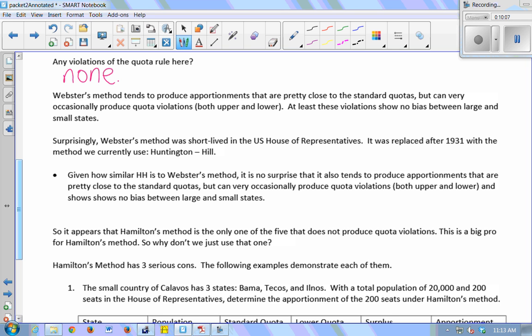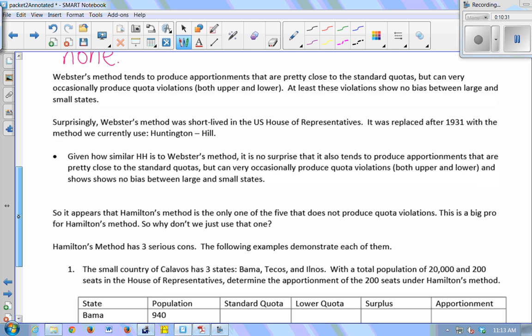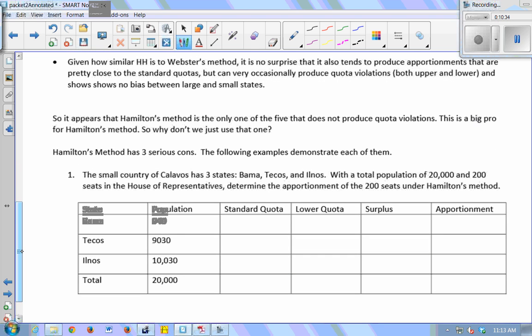But surprisingly, Webster's method was short-lived in the House of Representatives. It was replaced after 1931 with the method we currently use, Huntington Hill. And given how similar Huntington Hill is to Webster's, it's no surprise that it also tends to produce apportionments that are pretty close to the standard quotas, but it also occasionally can produce quota violations, both upper and lower, and shows no bias between large and small states. So Huntington Hill seems pretty good, except that it can sometimes produce upper and lower quota violations.